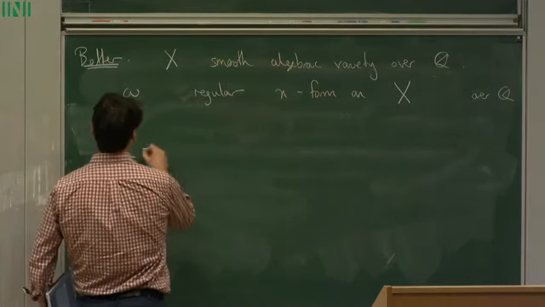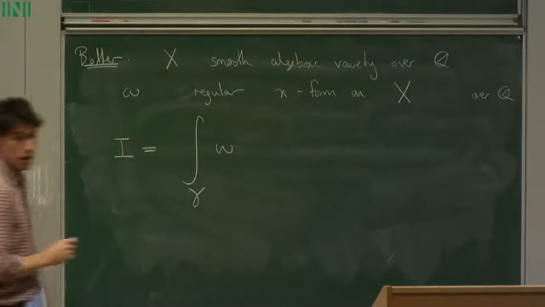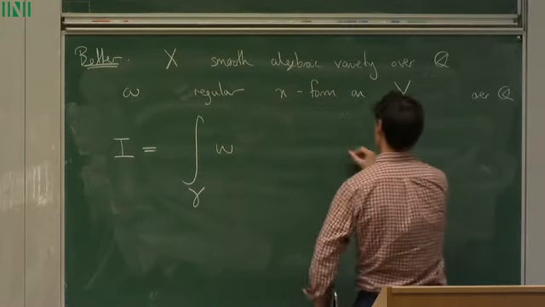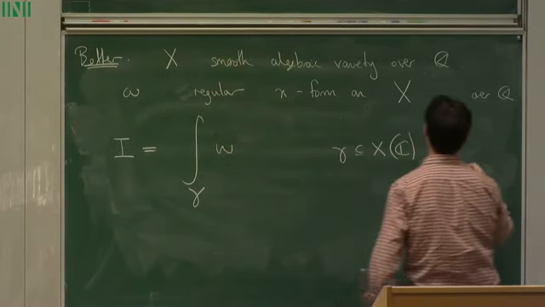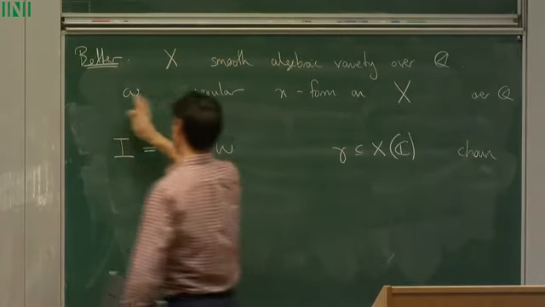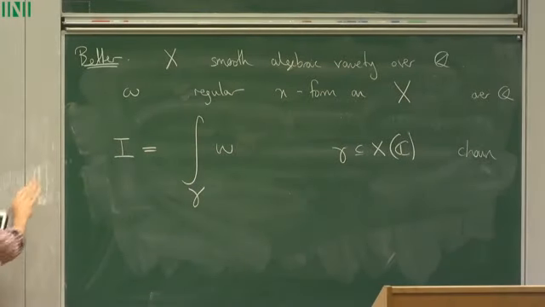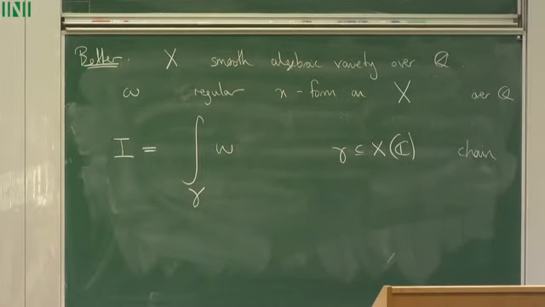But then you can consider integrals of this type. You can integrate omega over a chain, so gamma is a chain. So in general, what this means is that omega is a collection of forms, and you take this integral as a sum of integrals over different patches. Okay, but let's ignore that for now.